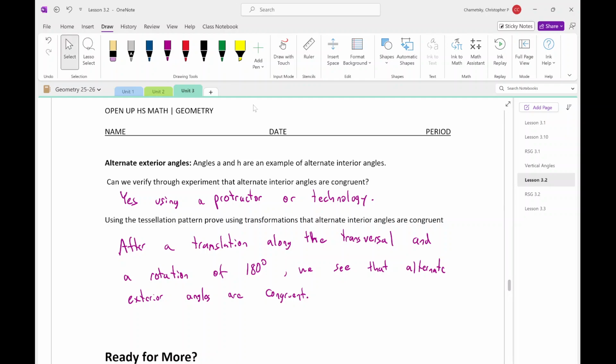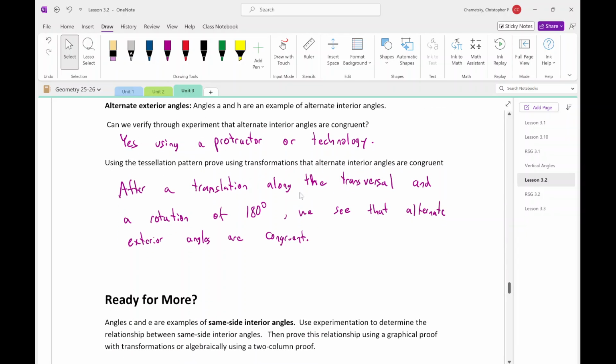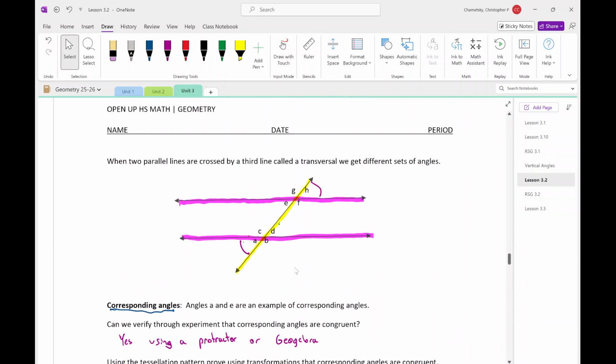All right, are you ready for more? Angles C and E are what we call same side interior angles. So if we look at angles C and E, well, obviously those are not congruent angles. C is a big angle, E is a little angle, or C is an obtuse angle, E is an acute angle, so they can't be the same. But they might have a special relationship here.